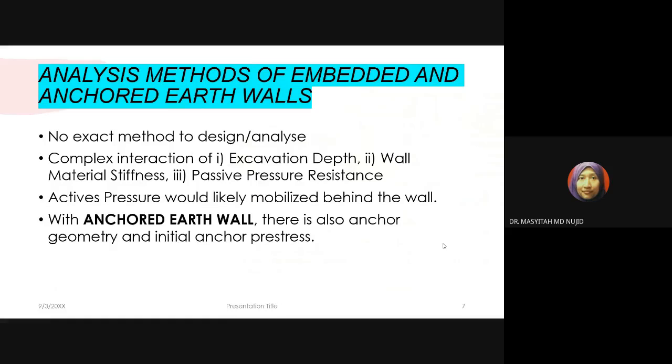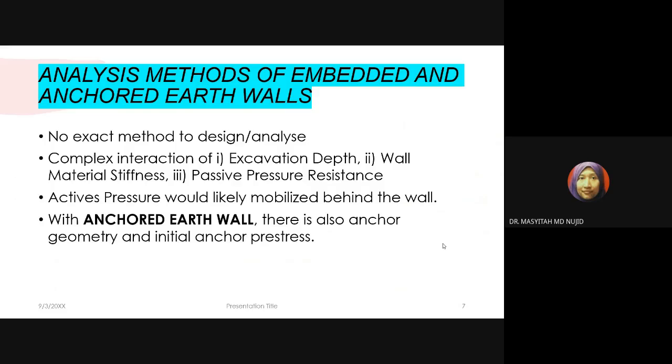So let's go to the next content of this chapter 2, which is analysis methods of embedded and anchor earth wall. There is no exact method to design or analyze the complex interaction of excavation depth, wall material stiffness, and passive pressure resistance. So these are the three factors that control the analysis method and design. The excavation depth needs to be identified, and the wall material stiffness, whether your wall is made from steel or concrete, so you have to determine the stiffness of the material, and also the passive pressure resistance.